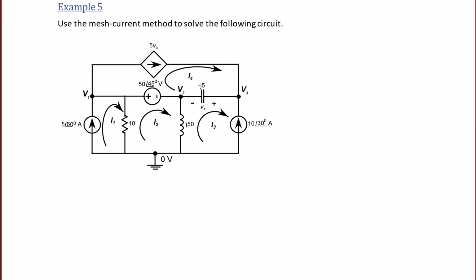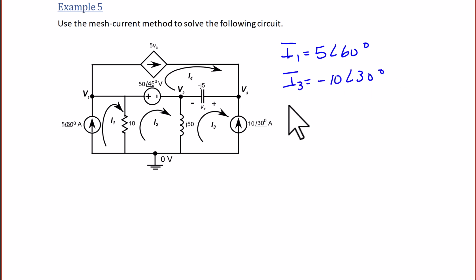Example 5. Use the mesh current method to solve the following circuit. What you should observe by now is that we're solving the same circuits using both methods so that you can see it doesn't really matter. You can get the same answer. Sometimes one method is easier than the other, but it still works.